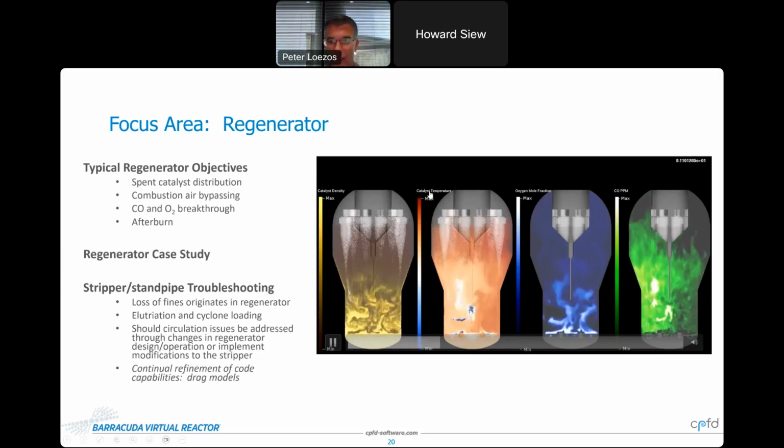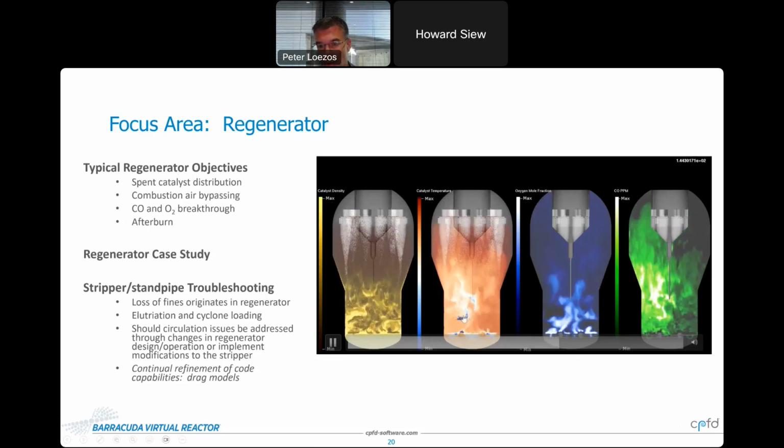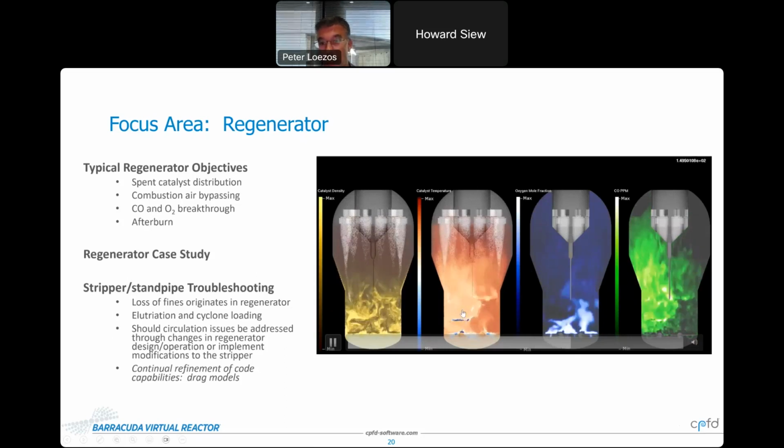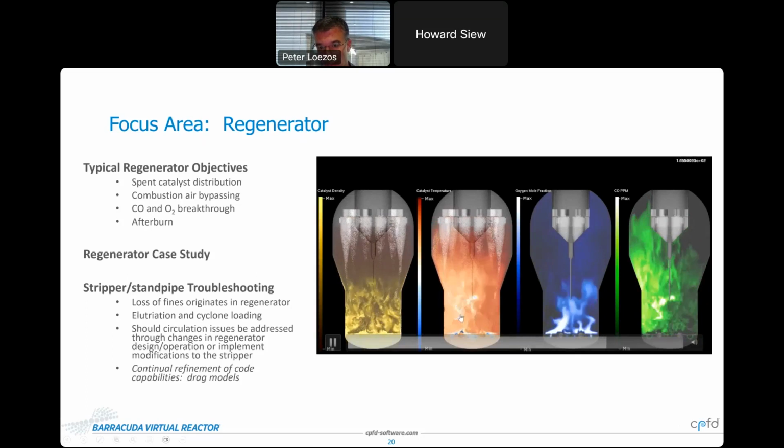So if you look at catalyst temperature, the second animation, I want to highlight 2 things. First, if you look at the catalyst in the dilute phase, we see relatively high temperatures, and that is generally consistent with the extent of afterburn they were experiencing. And second, if you look at the regenerator bed, you see this cold spot right here. That's where the catalyst is entering from the spent catalyst distributor. And you can also see that it's not mixing in very well in the regenerator bed.